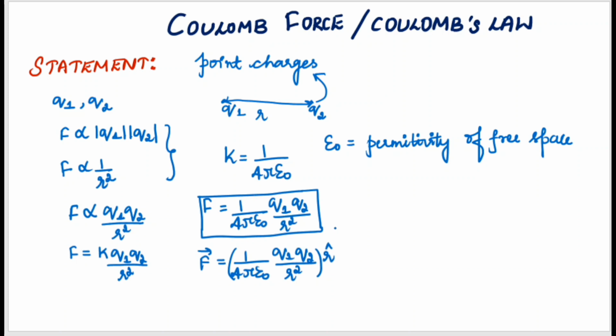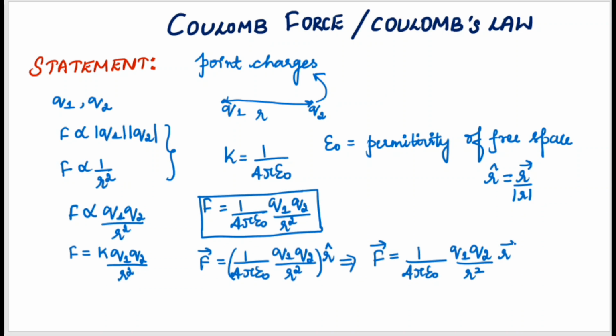Now this R cap, this unit vector, I can write in one more way. R cap is equal to R vector divided by the magnitude of R. So F vector can also be written as 1 divided by 4 pi epsilon naught, Q1 Q2 divided by R square, and instead of R cap, I can write R vector divided by the magnitude of R vector. The magnitude of R vector is nothing but R, so it will be R to the power of 3. You can write it this way also, or the earlier way. So these are the equations for Coulomb's force. I hope everyone is clear about the statement.